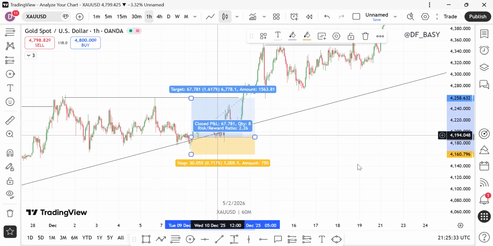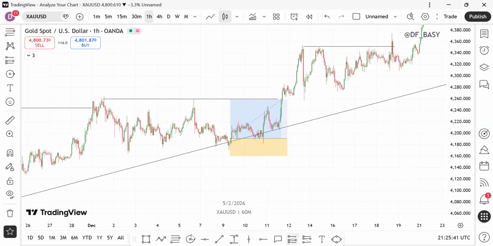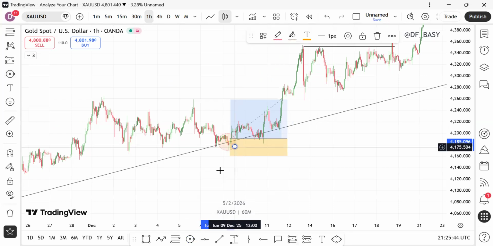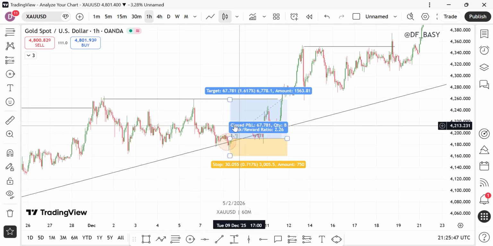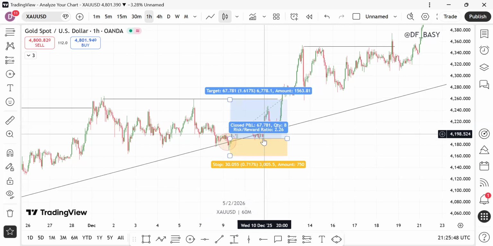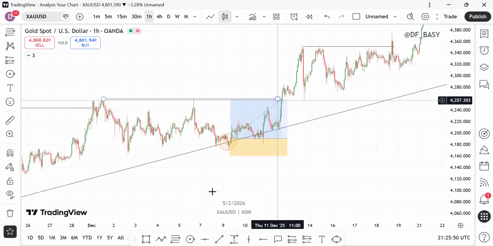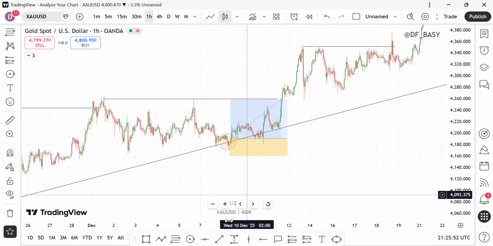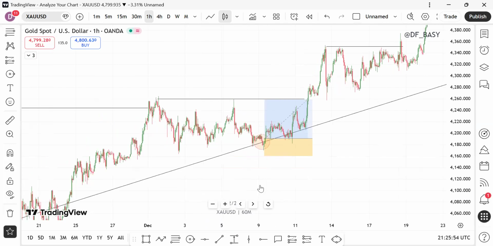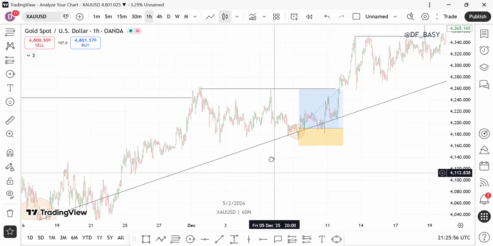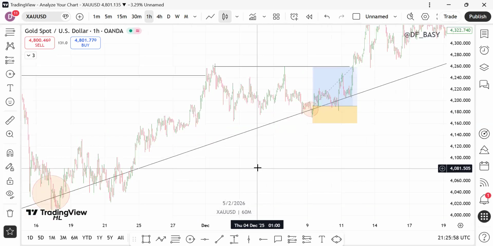Now, if you can look at this third touch here, what did the market do? The market respected this third touch. It went up, came back down a bit, and still went up. So if you were taking it straight, it wouldn't have taken you out. The third touch is always a high probability trade.